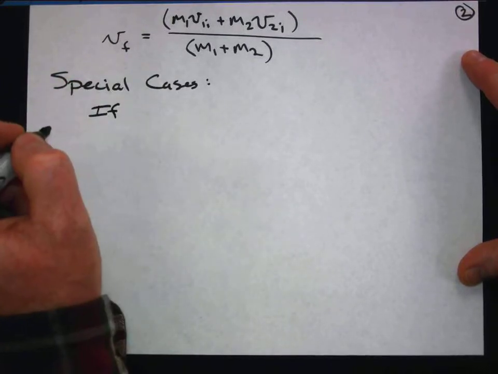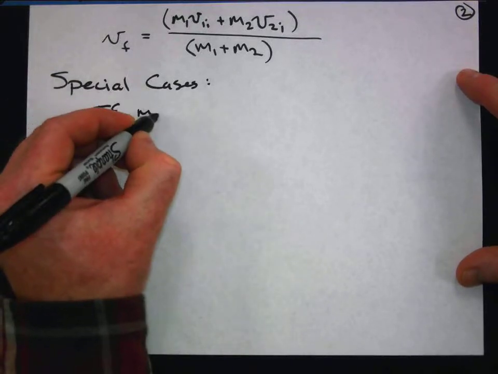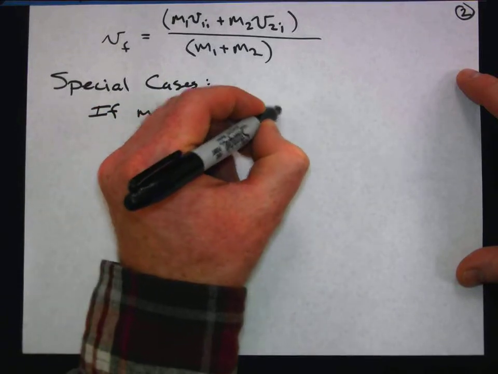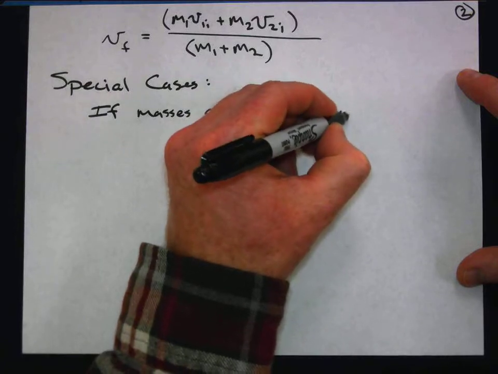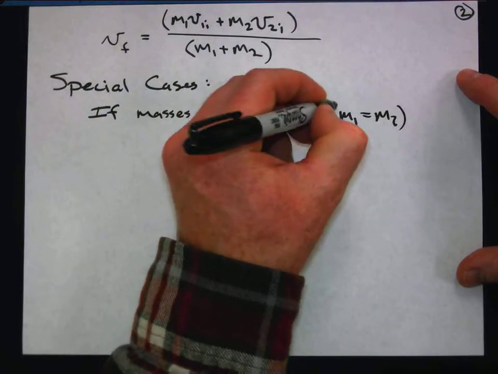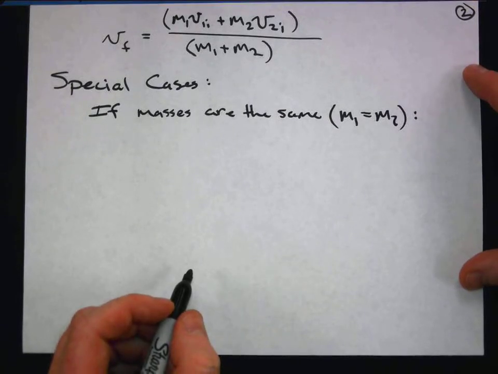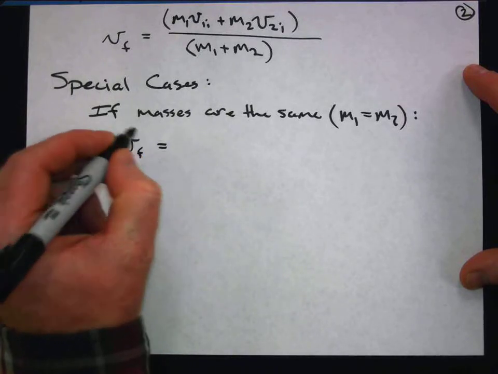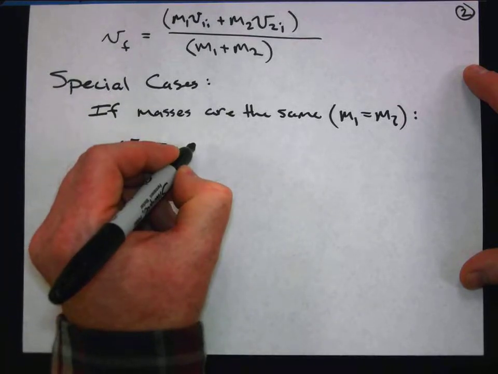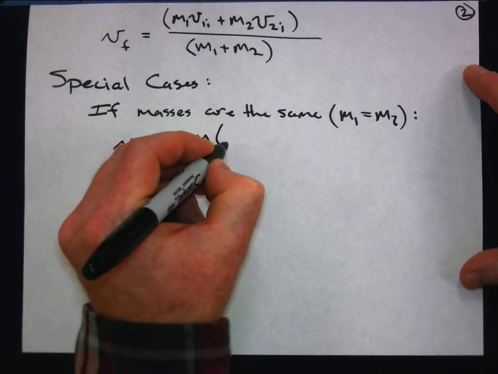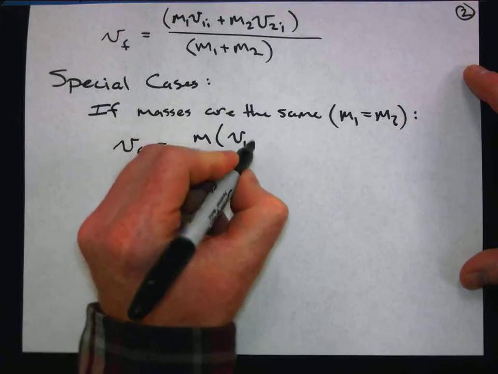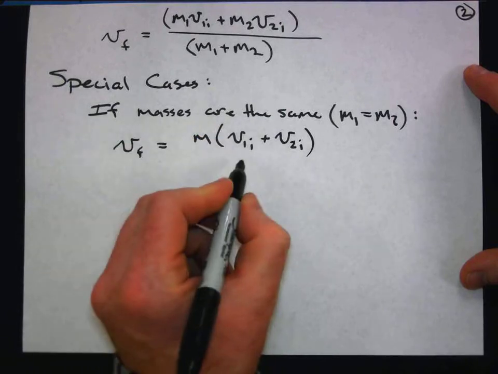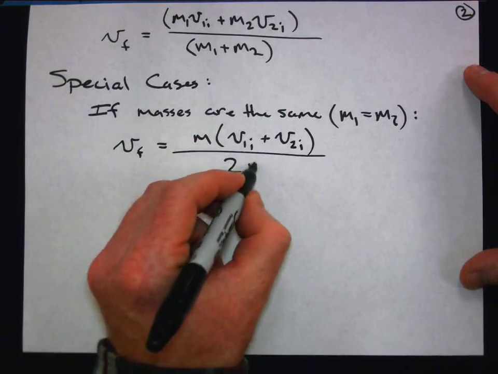First special case I'm going to look at is if the masses of the two objects are the same. In other words, if m1 equals m2, right? Then we see this equation simplify quite a bit. We're going to have our final velocity equal to mass times the velocity of object 1 initial plus velocity of object 2 initial, and divided by 2m. So we can further simplify, of course.